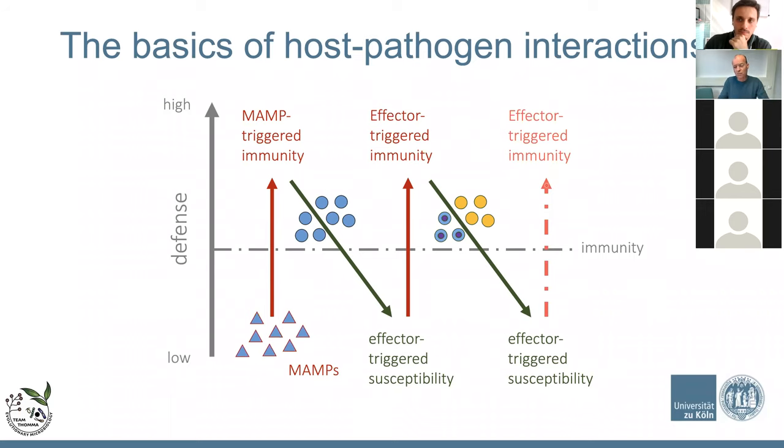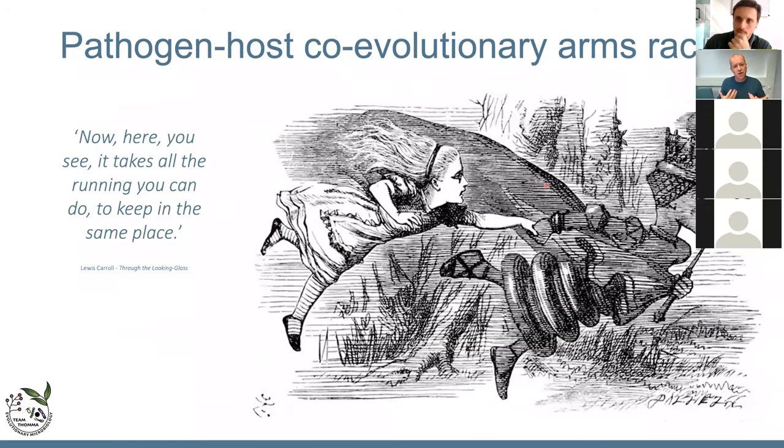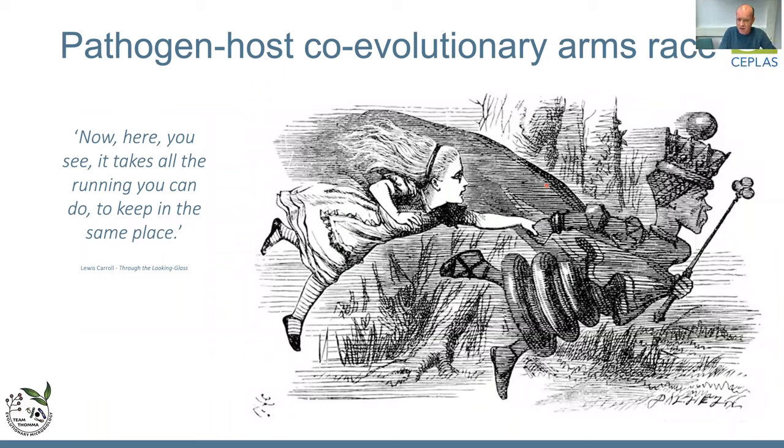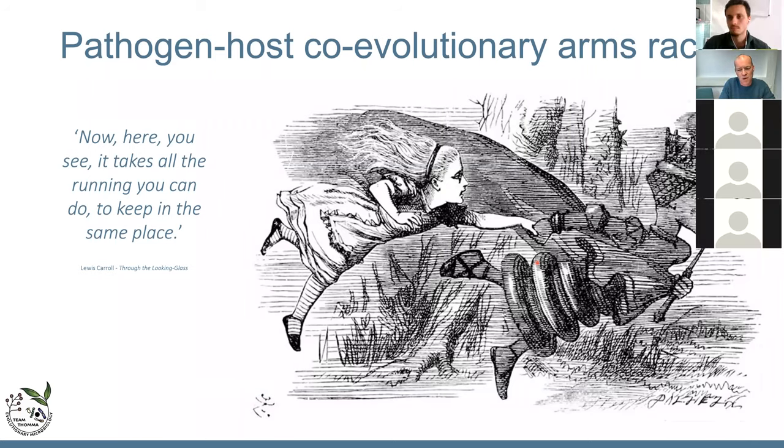And so we are particularly interested in this co-evolution arms race from the pathogen point of view. And I think this illustration here from the book of Lewis Carroll, Through the Looking Glass, where we see Alice and the Red Queen, is a very nice way to think about this arms race. So you see this Red Queen running very hard, but she's actually not moving forward. And she says, now here you see, it takes all the running you can do to keep in the same place. And this sort of, for me at least, is a way of thinking about what pathogens need to do in order to sustain this symbiosis with their plant hosts.